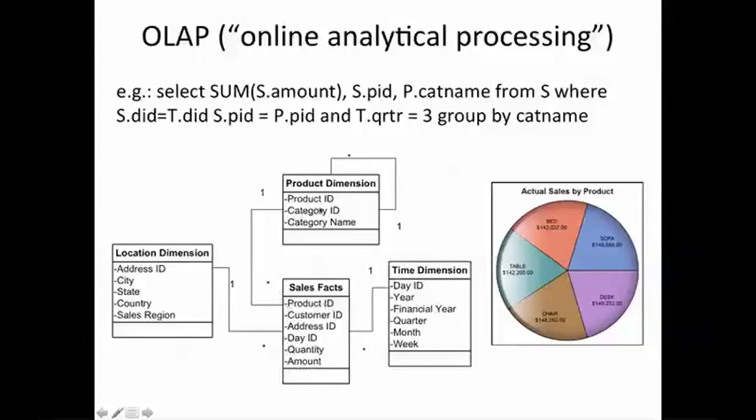The dimensions themselves can be hierarchical in the sense that a particular product, say a particular type of mattress, may actually be of category mattress or bed, and so on. Similarly, a particular day is part of a week, which is part of a month, which is part of a quarter, year, etc. And similarly for location.